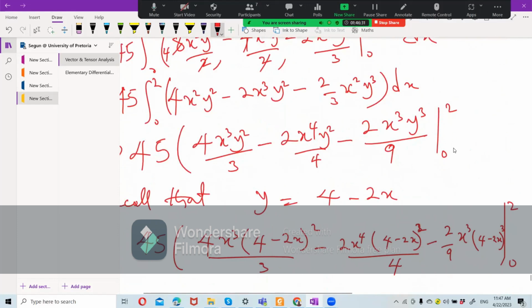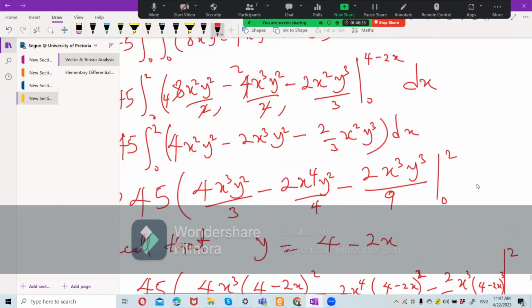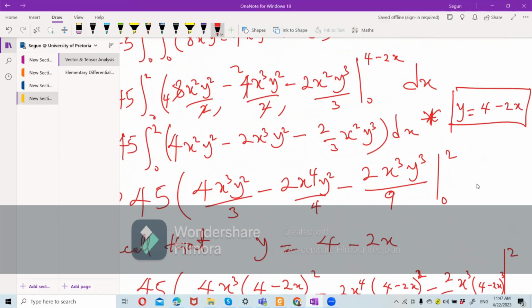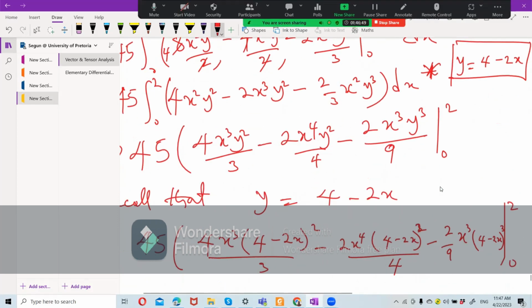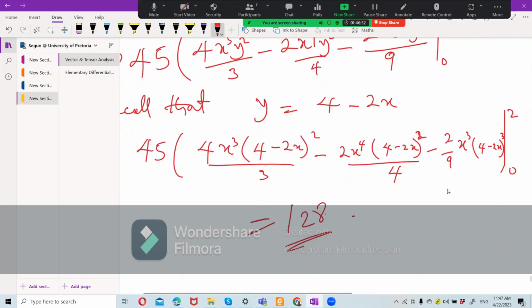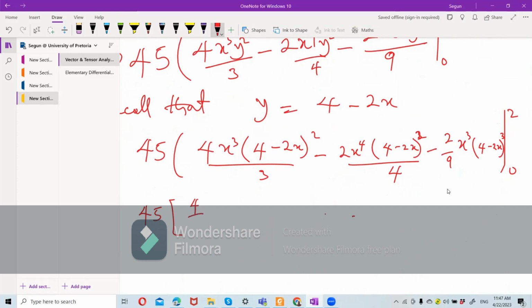I want to confirm something, because on a normal day, this is where I'm supposed to substitute y equals 4 minus 2x at this point before I integrate it. But let's test something, whether it will work like this or not. Let's try it together, please. Just bring out your calculator if you have one. We have 45 here. Let's see whether it will work. If not, we will change it. 4 over 3.